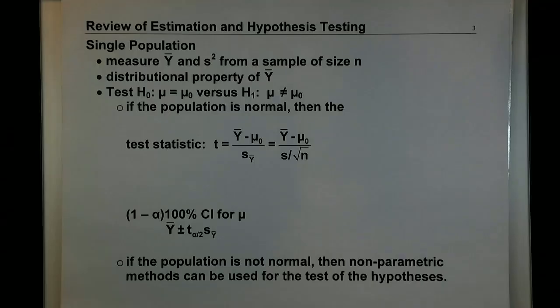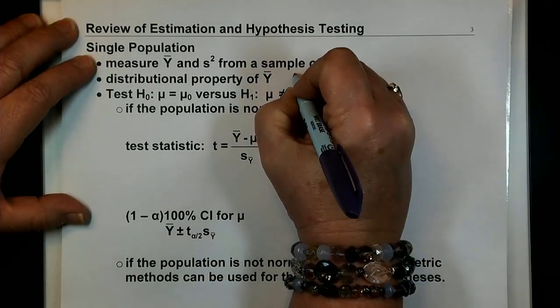What we started with in the previous course was some measurements from a single population. So we drew a sample of size n from a population. We measured sample mean and sample variance from that group of size n. Distributional property of y bar: you might remember that we spoke about something called the central limit theorem.